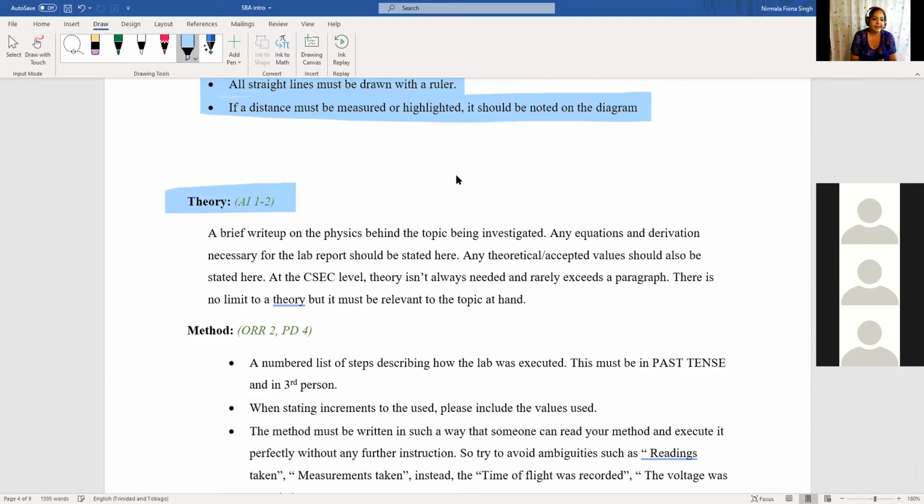Theory can count for 1 to 2 marks in your AI labs, which is analysis and interpretation labs. This is a brief write-up of the physics behind the topic being investigated. Any equations and derivations necessary for the lab should be stated here. Any theoretical or accepted values should be stated here. At the CSEC level, theory is not always needed and rarely exceeds a paragraph. I have never seen a theory at CSEC level, meaning just words, writing, more than about 3 lines. At CAPE, it's probably a page to 2 pages, but that's different. But here, it's very rarely less than a paragraph.